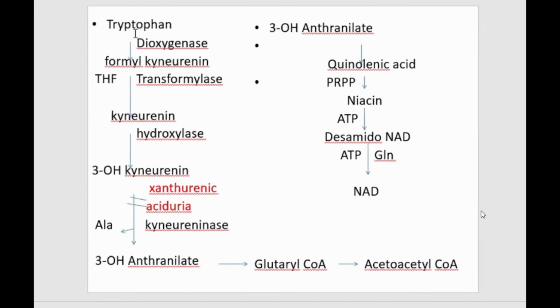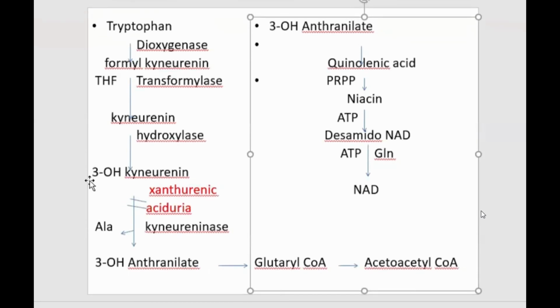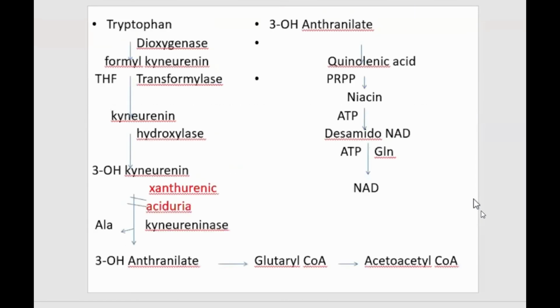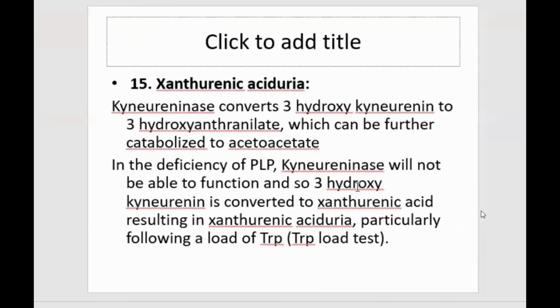Now when tryptophan absorption itself is impaired, it cannot be metabolized. All these things cannot be produced. Particularly, niacin cannot be produced, leading to pellagra-like symptoms. And also because they are not available, that leads to mental retardation and ataxia. They are not absorbed, and the tryptophan is excreted in the urine directly.